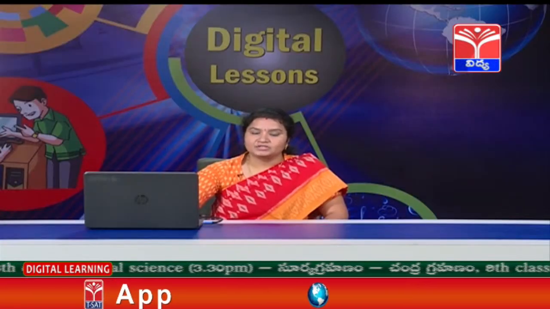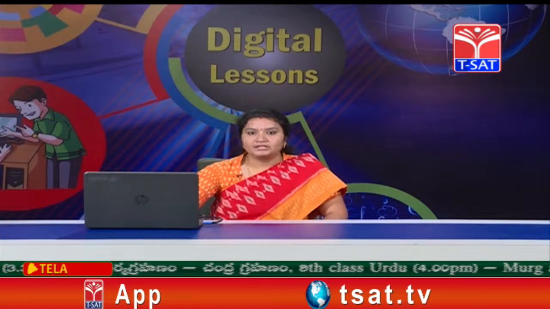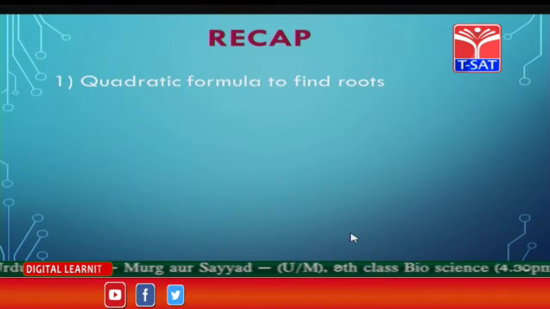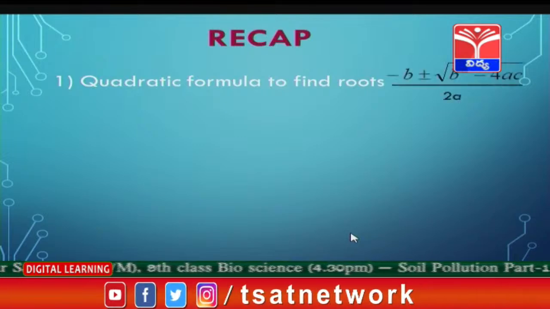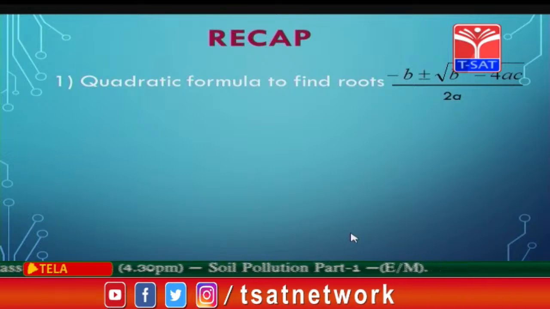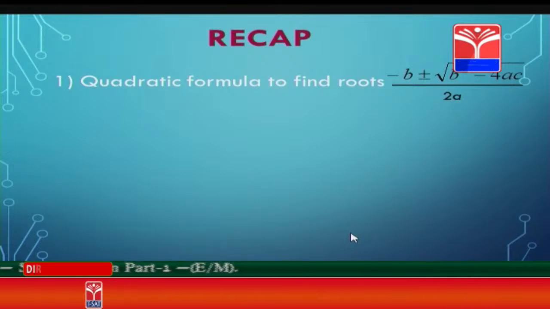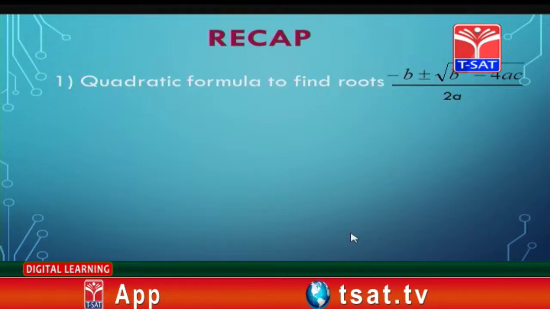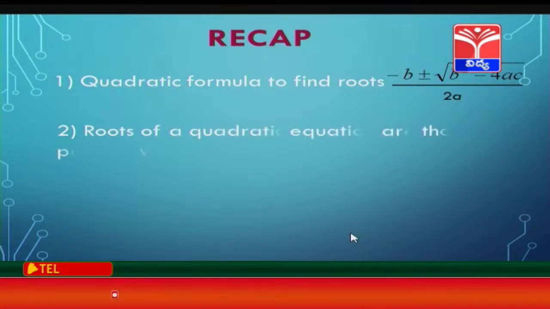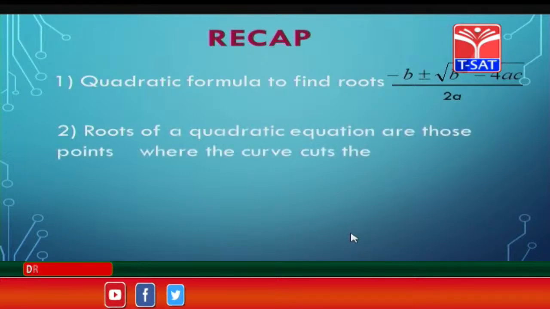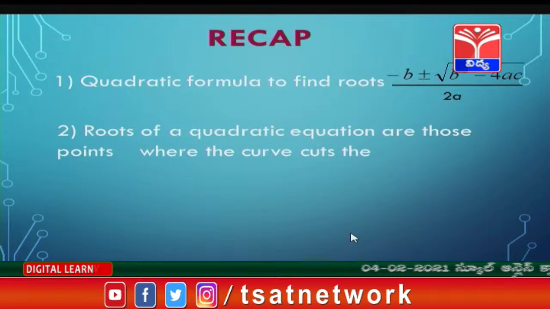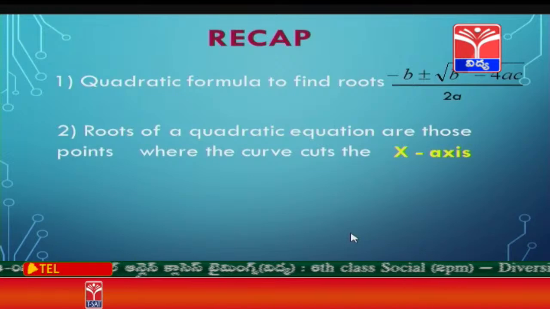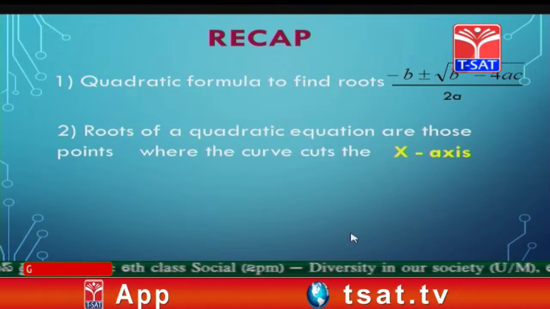Okay children, let us quickly recap what all we learnt today in our class. Quadratic formula to find roots is minus b plus or minus under root b square minus 4ac by 2a. So, what is the formula to find the roots? It is minus b plus or minus under root b square minus 4ac by 2a. And roots of a quadratic equation are those points where the curve cuts the x axis.